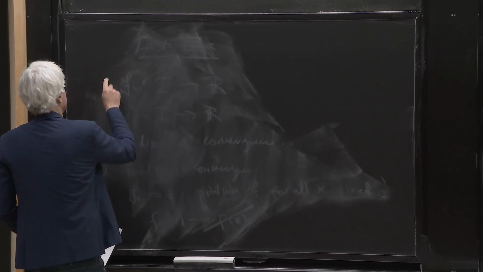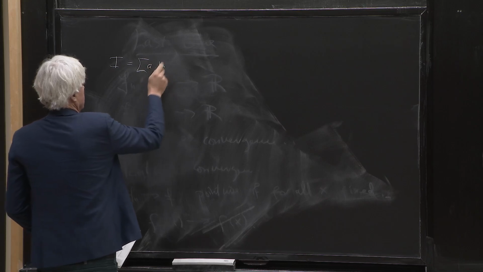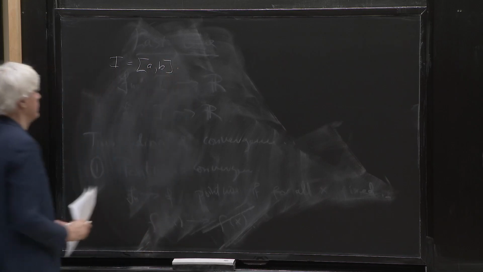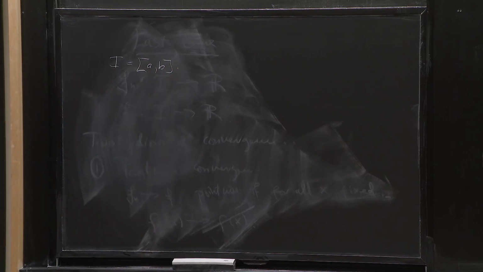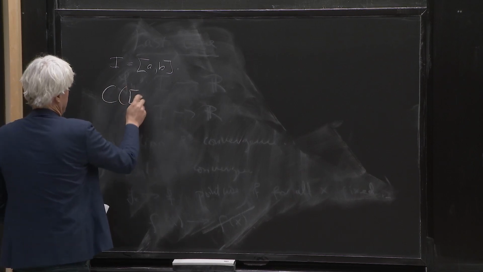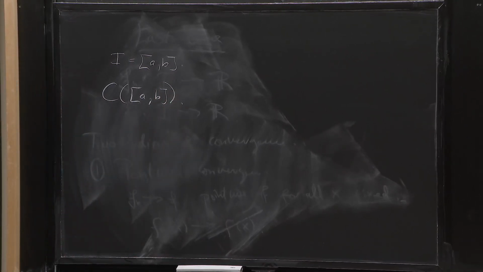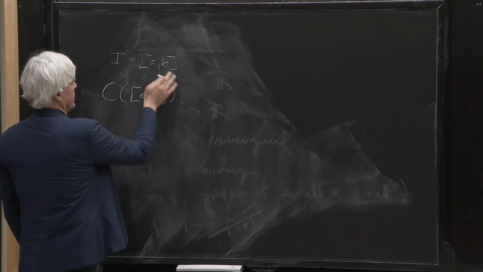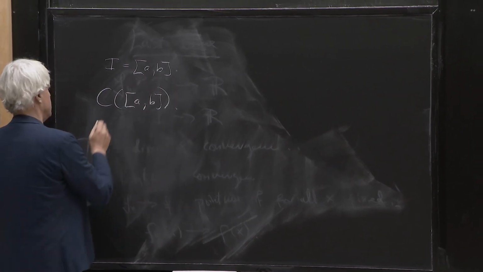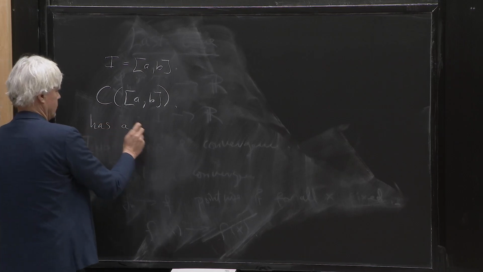So remember that if we take an interval, let's say from a to b, where a and b are real numbers, then we looked at the space of continuous functions on this interval, right? And this space had a natural metric. I'm using here that both endpoints are included.